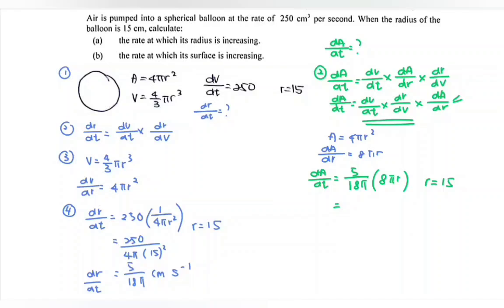So kindly simplify: we have 5 multiplied with 8 and then π and also r, where we have 15, over 18π. So if we simplify, dA/dt equals 100 over 3 cm², because of area, and then s⁻¹ because it is over dt, where we have per second.